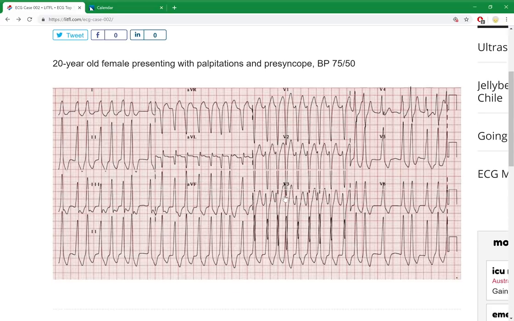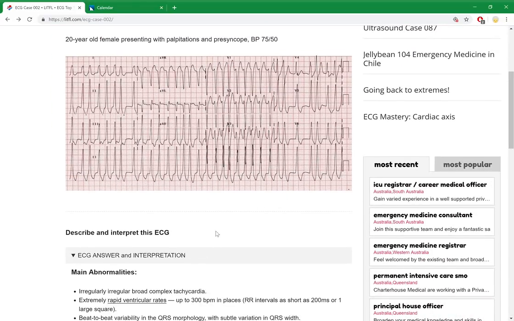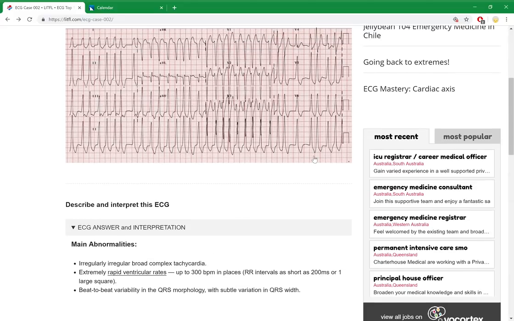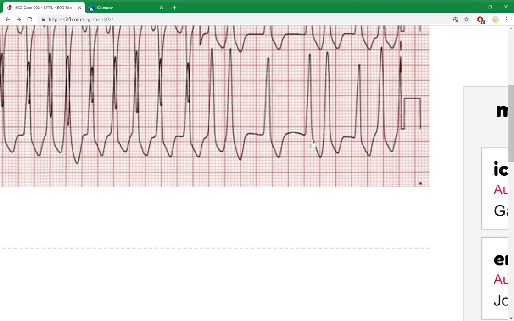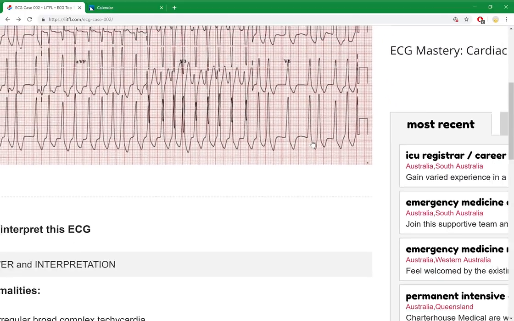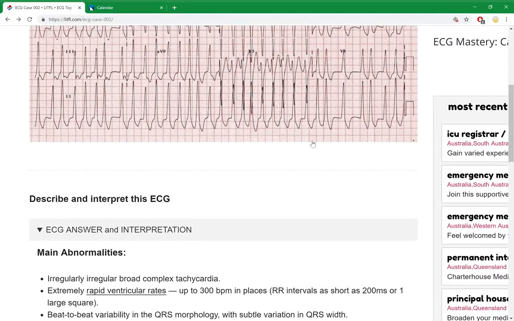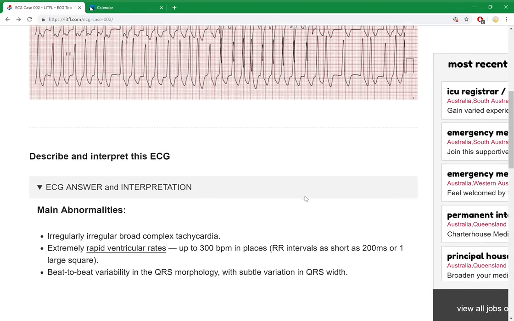So if we go down and we read the interpretation from the website, it's an irregularly irregular AFib, broad complex tachycardia. So technically, it's on the verge of broad. It's about 110 to 120 milliseconds. So actually, you wouldn't call this narrow, but it's not exactly wide either. Ventricular tachycardia would be very wide. So this is borderline broad.